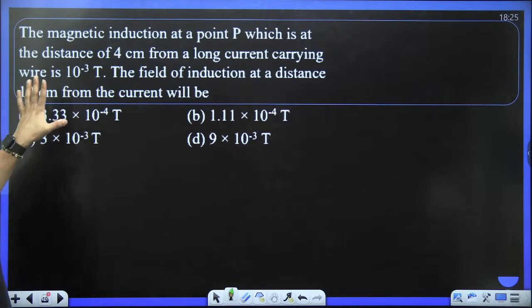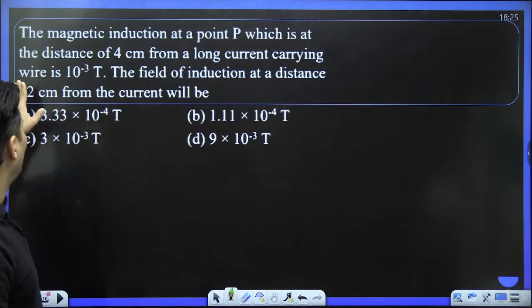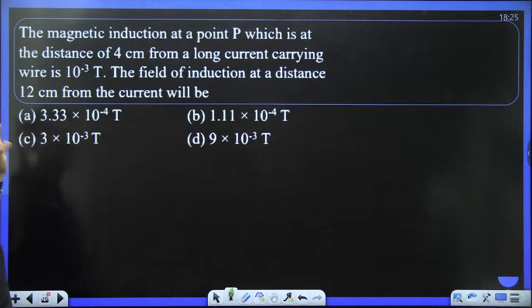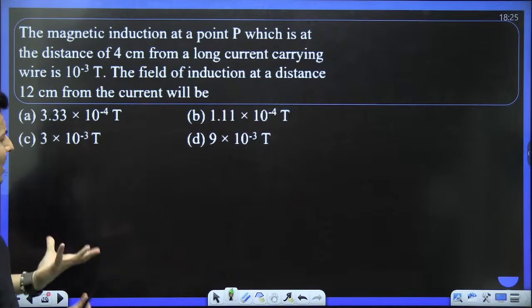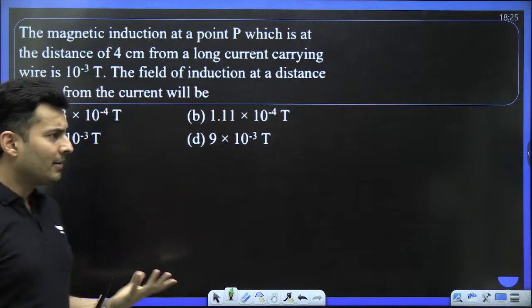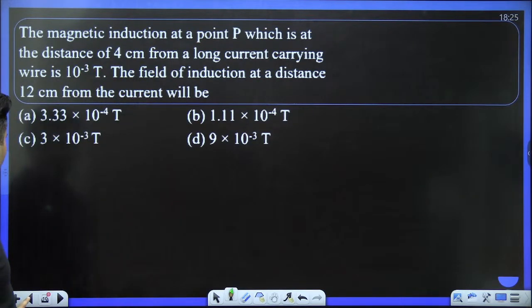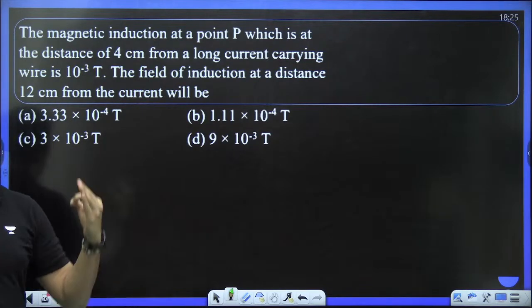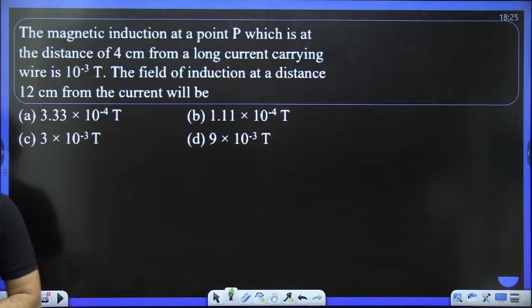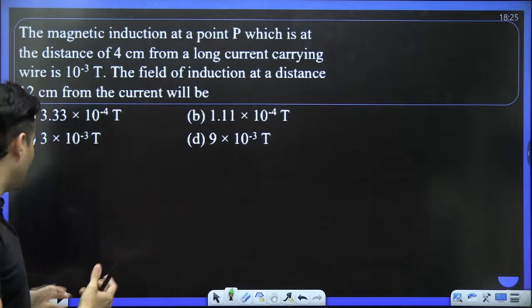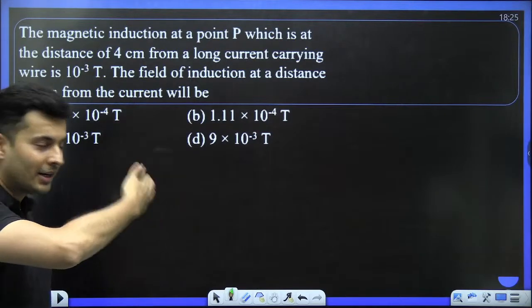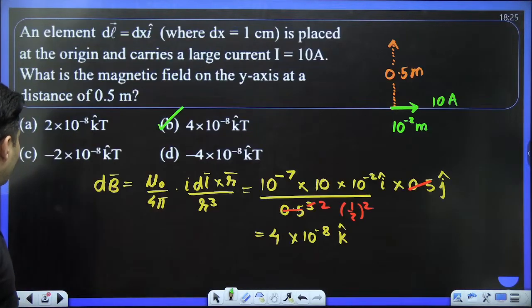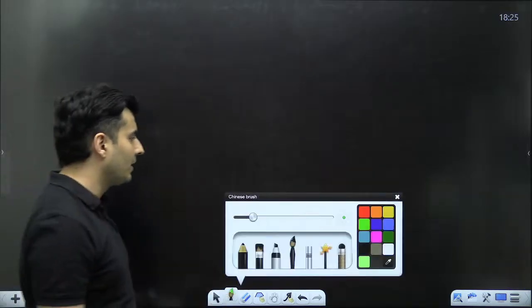The magnetic induction, basically magnetic field at a point which is at some distance from a wire, then the field at 12 centimeters will be how much? Okay. So over here, to solve these kind of problems, what are we going to do? Think about it. Magnetic field at some distance r. For that we need a formula. So we will first talk about that formula and then we will come to this particular question.